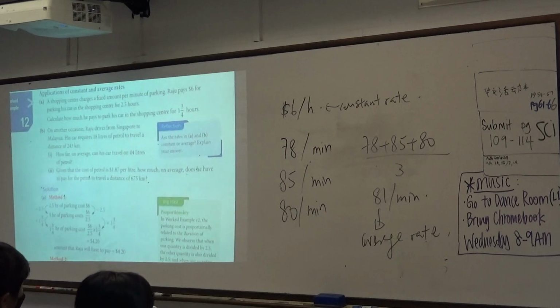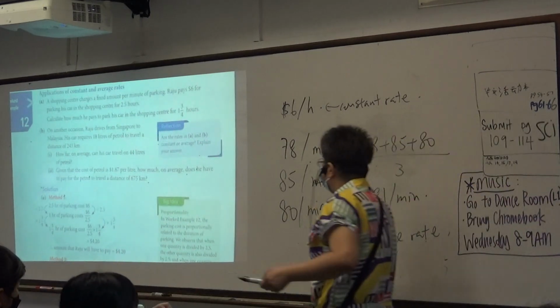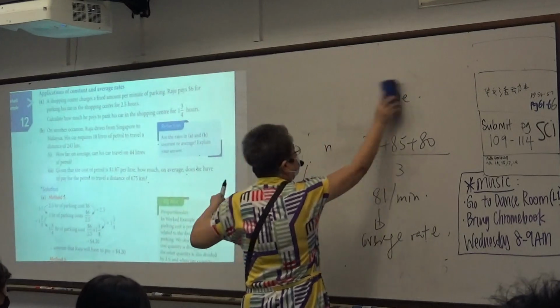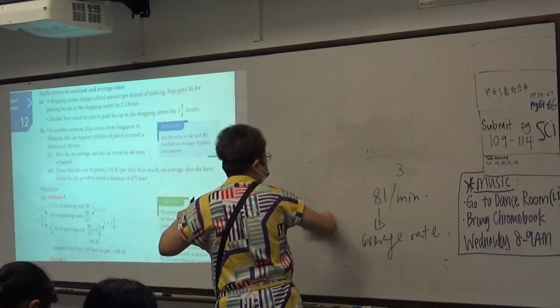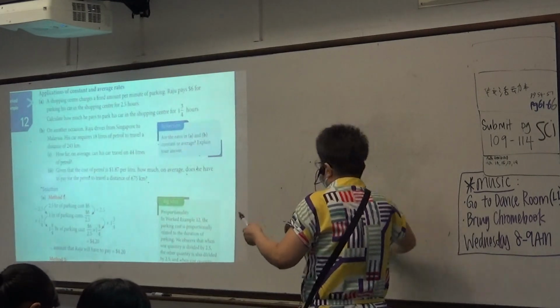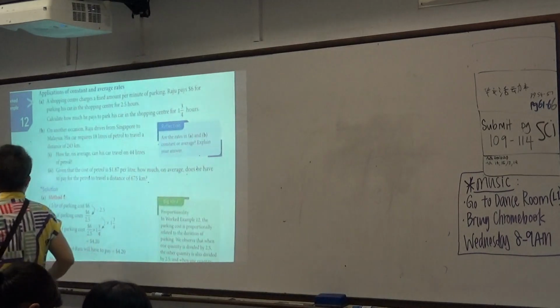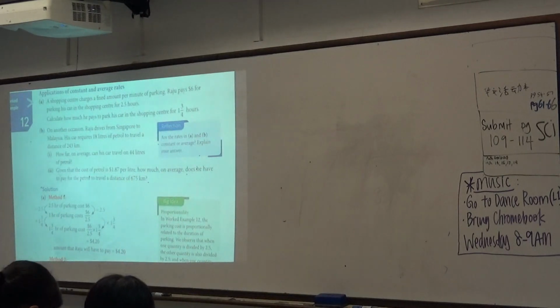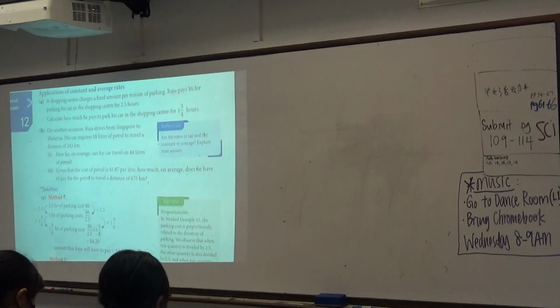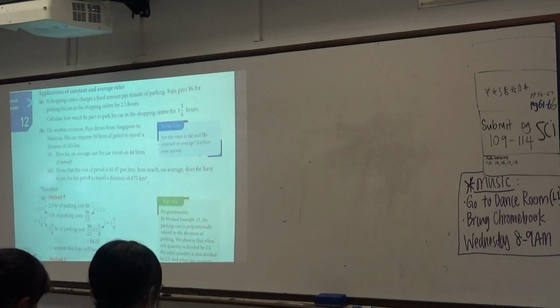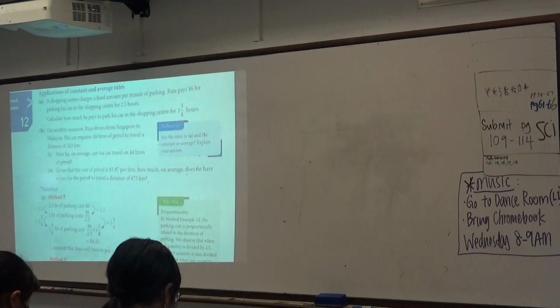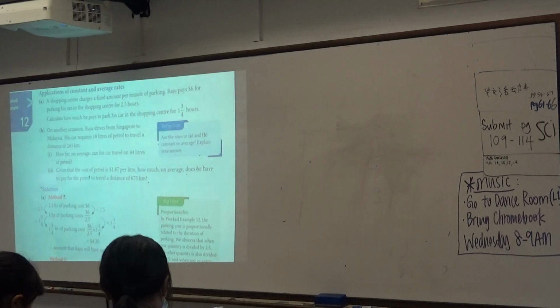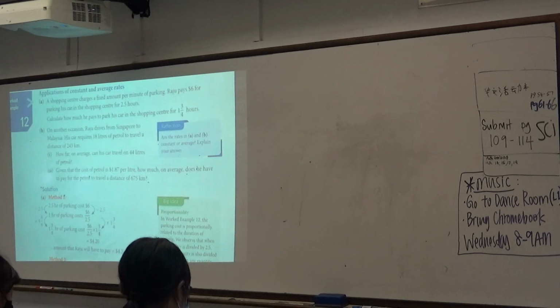Let's take a look at example 12. Okay, all of you look carefully. A shopping center charges a fixed amount per minute of parking. Raju pays $6 for parking his car in the shopping center for 2.5 hours. Calculate how much he pays to park his car in the shopping center for 1¾ hours.